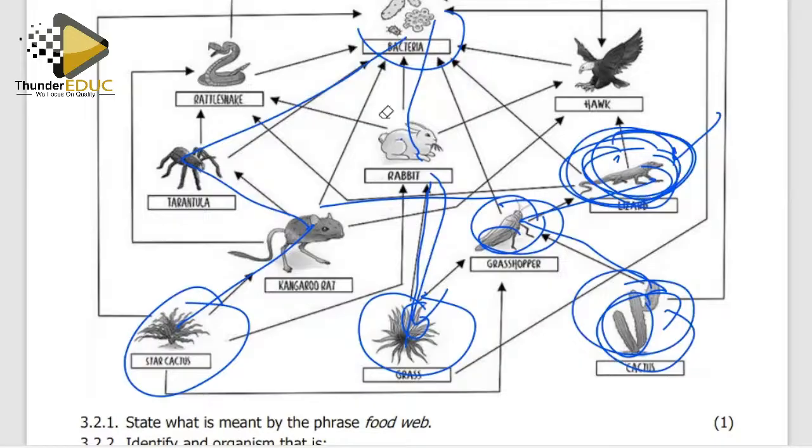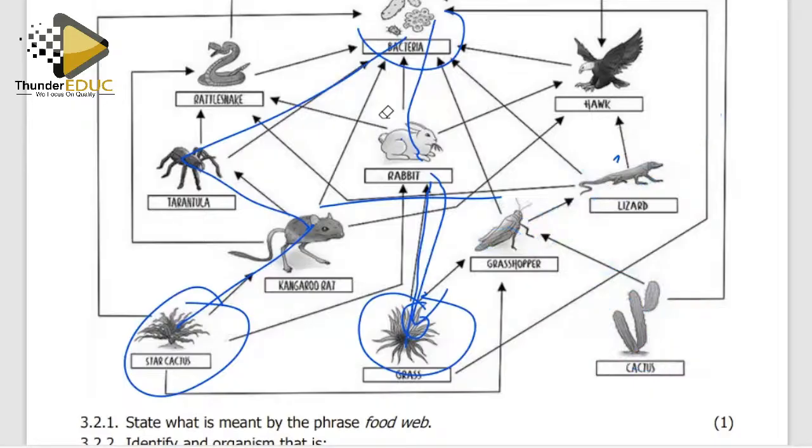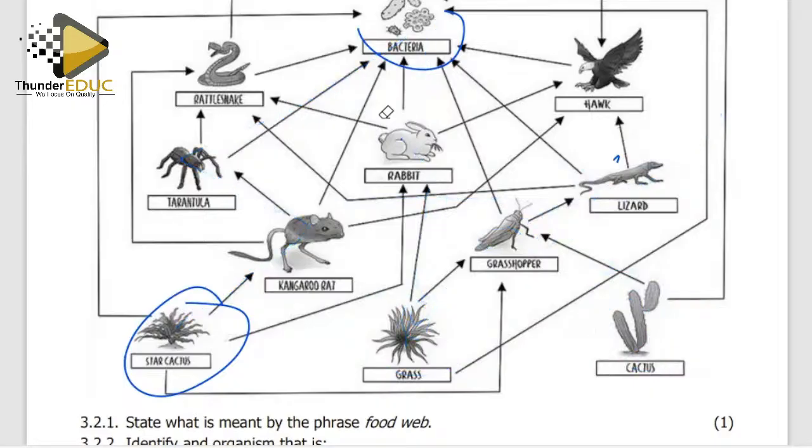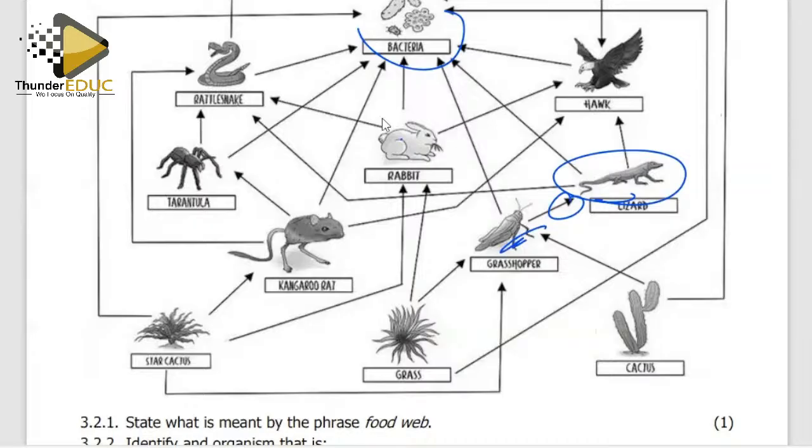Is there any other food source? The population will decrease and eventually can lead to death. It's only one food source. That is the grasshopper.